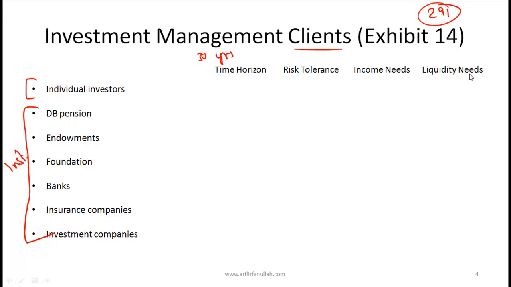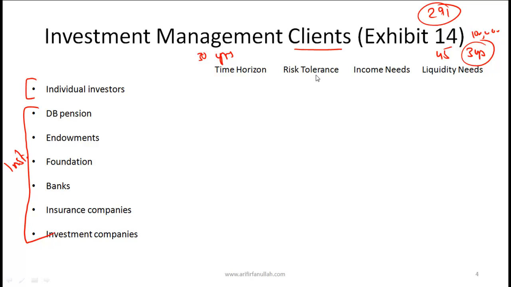Liquidity needs refers to whether there are any special liquidity requirements in the near future. So somebody who's maybe 45 years old and in another 3 years will need about $100,000 to pay for his child's college education has that liquidity need. So we'll say that for him there is a liquidity need of $100,000 in 3 years to pay for college education. So all these terms need to be understood at least briefly at this stage.